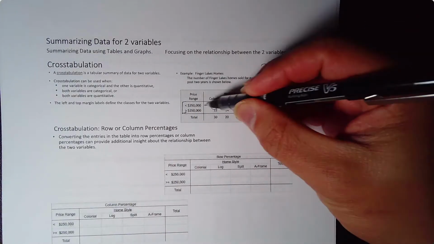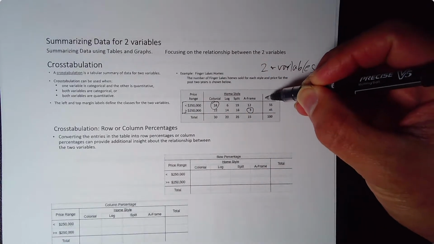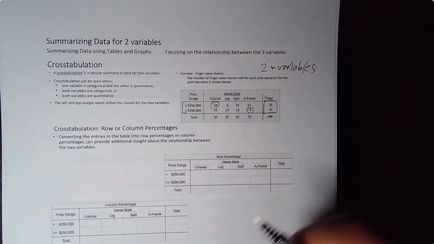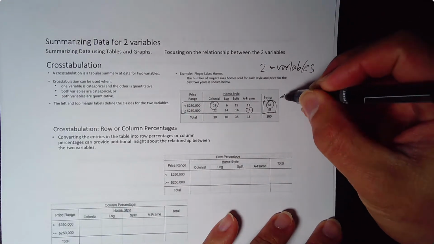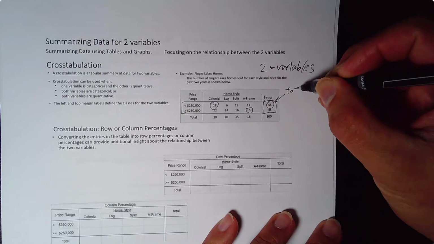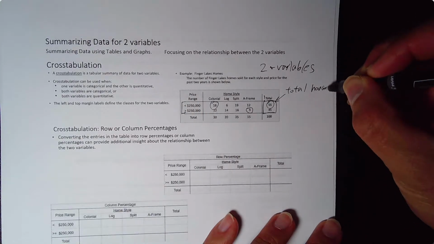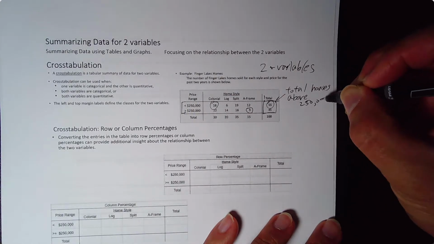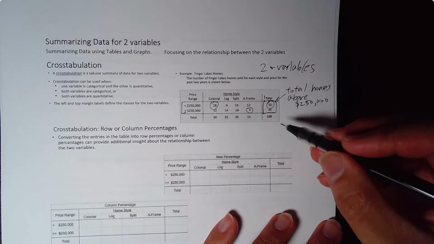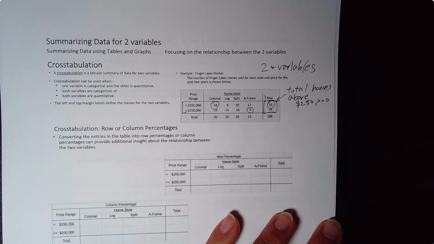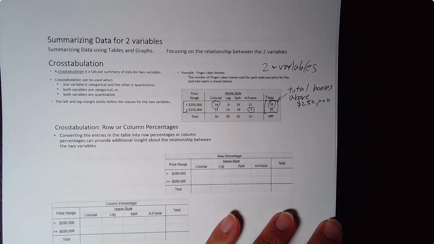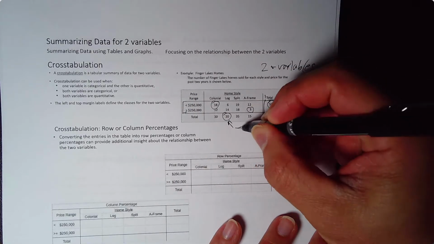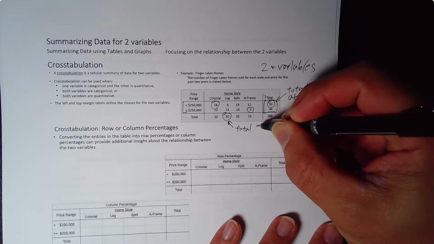Now these marginal summaries are simply the totals. So 55 represents the total houses above 250,000, just adding across. 45 will be, in our data set, the total of 45 houses above $250,000. On the bottom, the same idea. This is 20, so this is the total number of houses that have the log style.